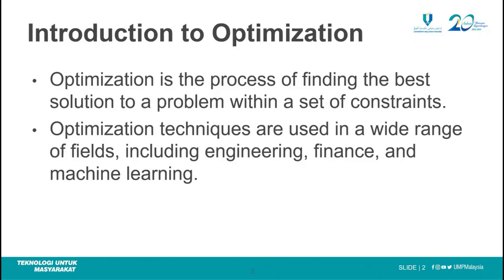Okay, this is an introduction to optimization. Optimization is a process of finding the best solution to a problem within a set of constraints. In optimization, normally we are looking for the best configuration of the decision variables in order for us to obtain the best, the minimum or the maximum, solution for our problem.